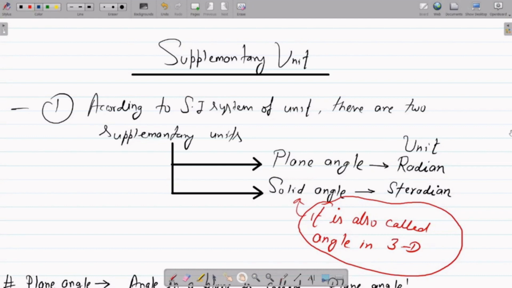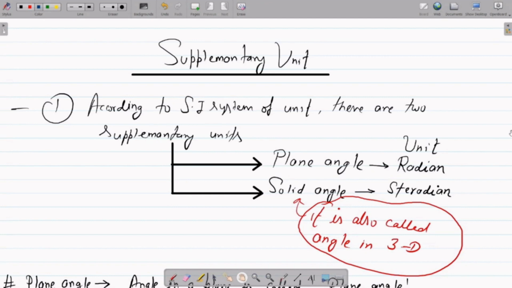So I'm back with my video number 3, and in this video I'm going to cover the concept of supplementary units. And as usual, here are some statements written on this page, and I will clarify each and every statement in detail. So let's start. I'm going to start with the supplementary units.